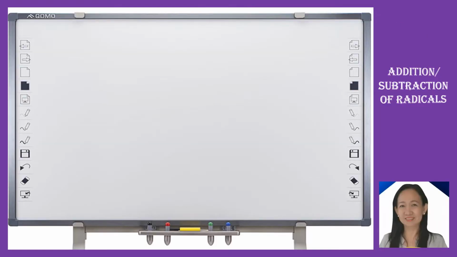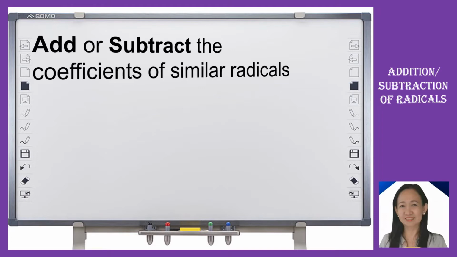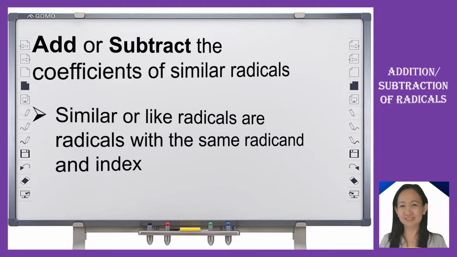Remember, in adding or subtracting radicals, add or subtract the coefficients of similar radicals. But what are similar radicals? These are radicals with the same radicand and index. By the way, similar radicals is sometimes called like radicals. So these two words pertain to the same meaning.